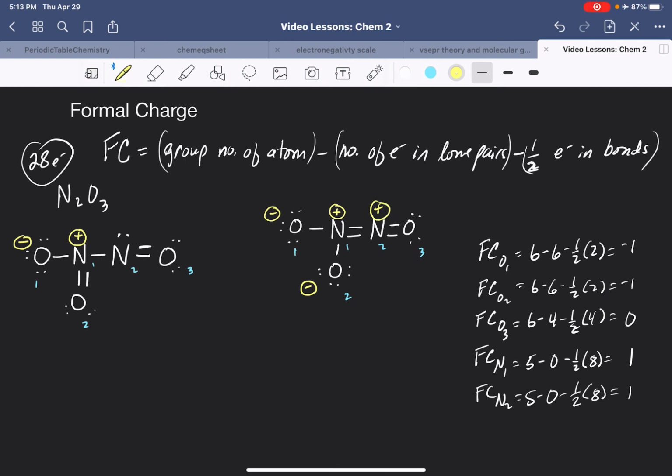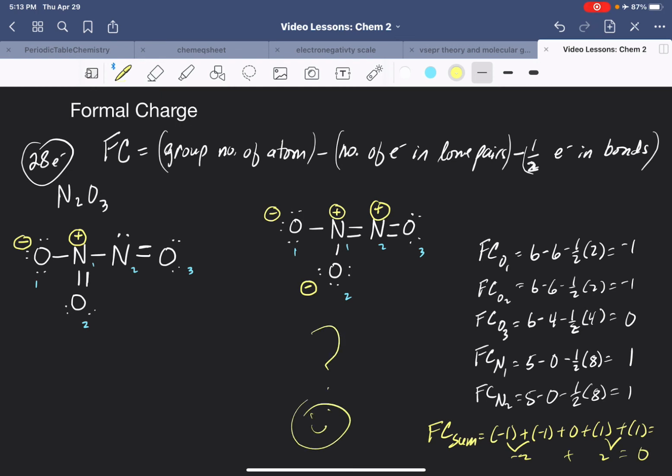So looking at this, the sum of the formal charges is -1 plus -1 plus 0 plus 1 plus 1. And that's a -2, that's a +2, 0, right? Okay, so the numbers work themselves out. Overall charge is 0. So the question is, is that good? Will that work?